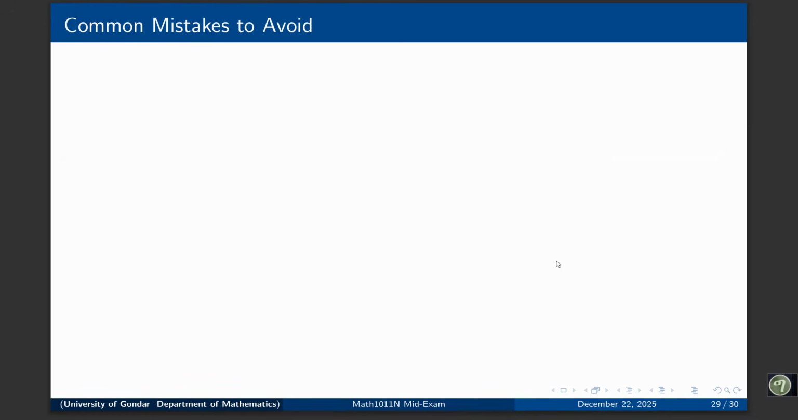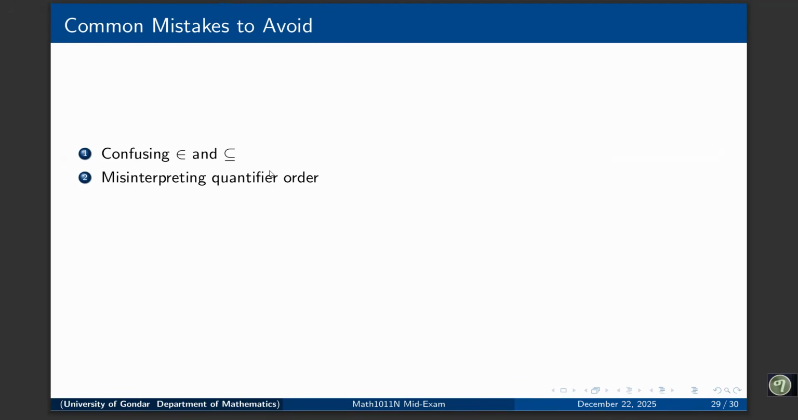And the common mistakes that you should avoid here will be confusing element and subset. An element is a symbol which represents the belongingness of something to a given set. But a subset is a relationship between two sets. The first set can be a subset of the other whenever all the elements of the given set are also elements of the second one.